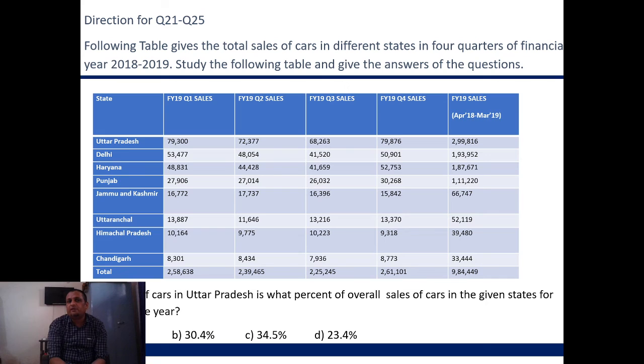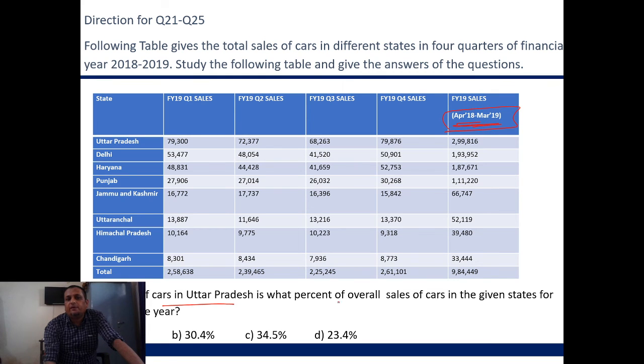What is this data giving? It is giving the sales of cars in different states and in different quarters of 2019. So quarter 1 of 2019, quarter 2 of 2019, and the sales figures of the cars are given to you. So it is a financial year from April 18 to March 19. Of course, you understand the financial year. Here values are huge, so it means the calculation will be huge. Let's handle them.